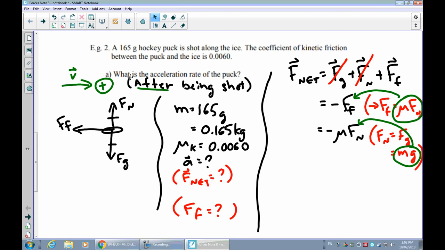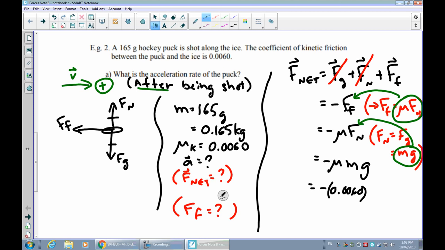So really what we have is a simplified expression that says that our entire net force is really just frictional force, and that can be calculated by doing the negative of mu times mass times g, the acceleration due to gravity. And now I have things I can just sub directly into. So it's just going to be negative 0.0060 times 0.165 times 9.8, negative 0.0097.